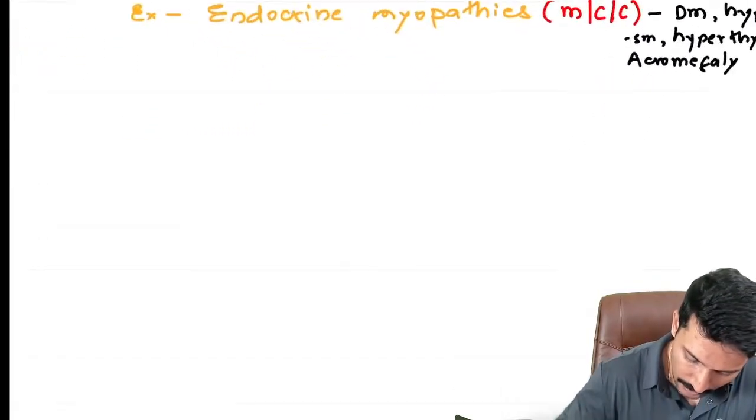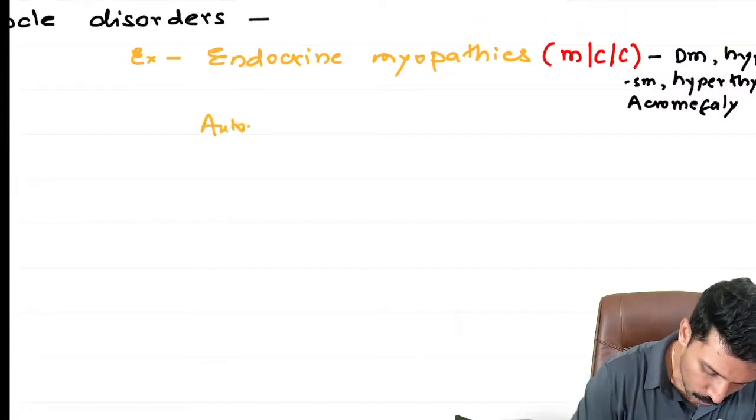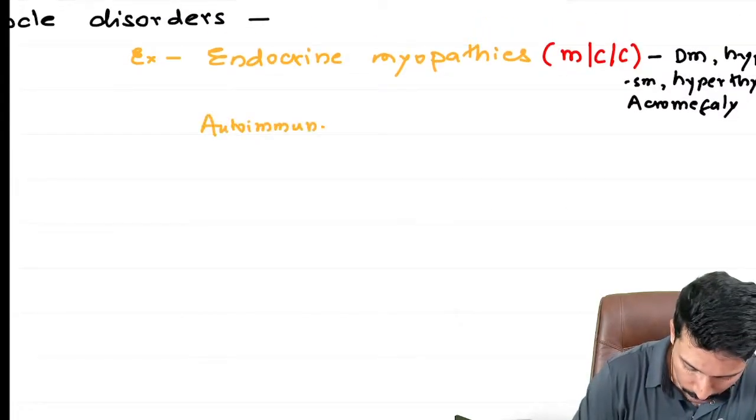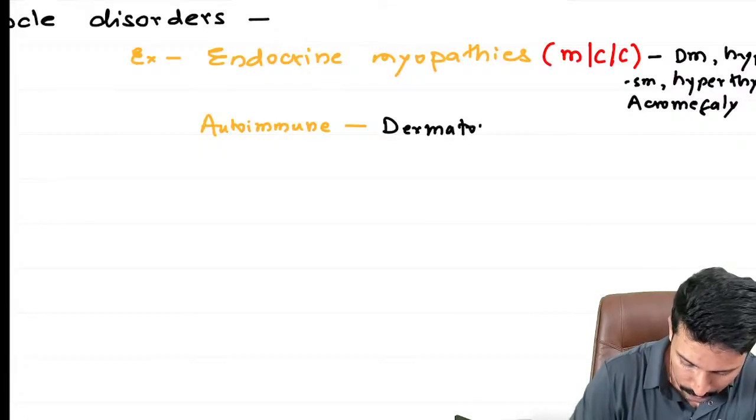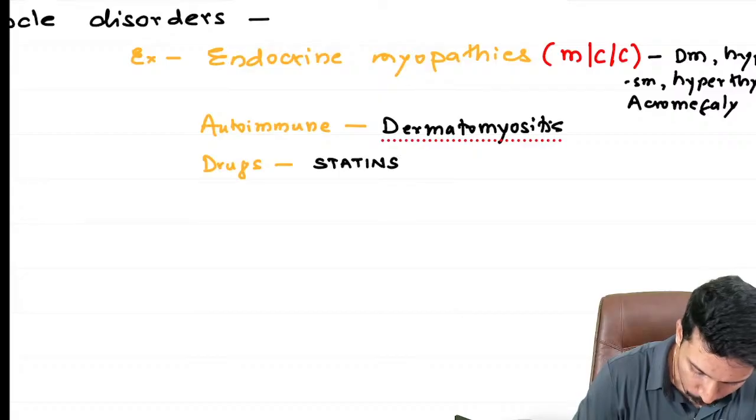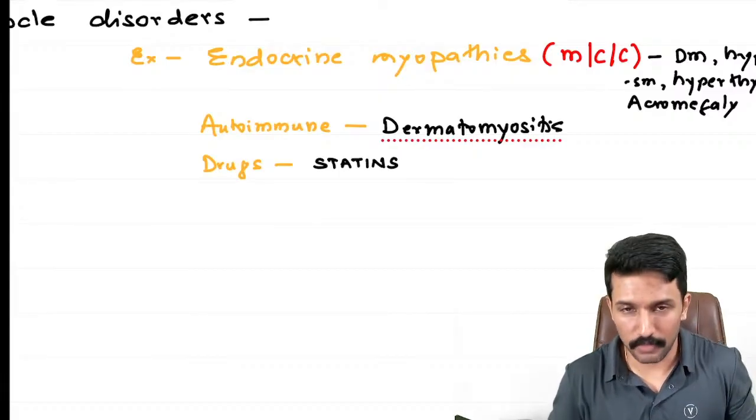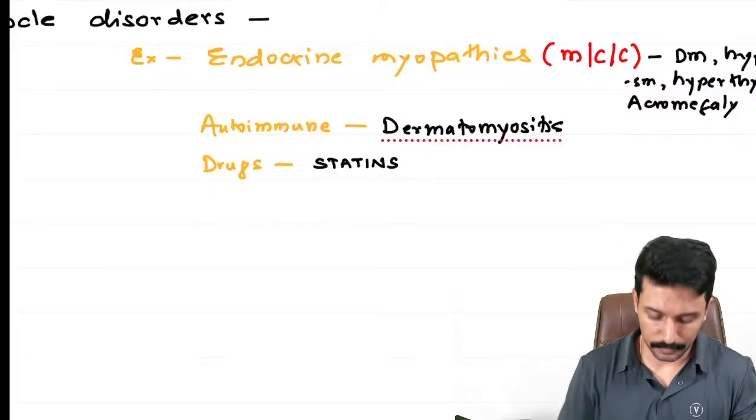Apart from that, another important example for muscle disorder is autoimmune. And when it comes to autoimmune, the disease that should come to your mind is dermatomyositis. Dermatomyositis is an autoimmune muscle disorder. And then you should also remember some drugs. And when it comes to drugs, statins is what I want you to remember without fail. Statin induced myopathy is very, very common, affects 5 to 10% of the people who are taking statins.